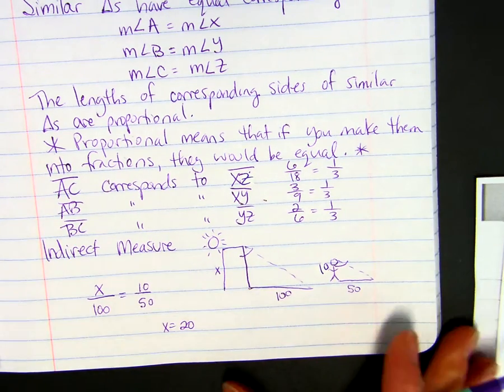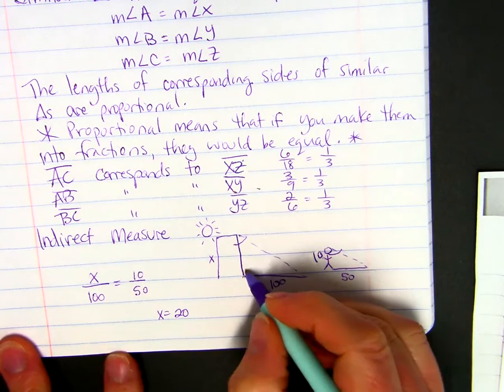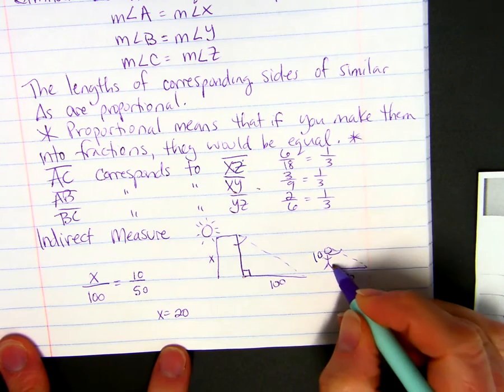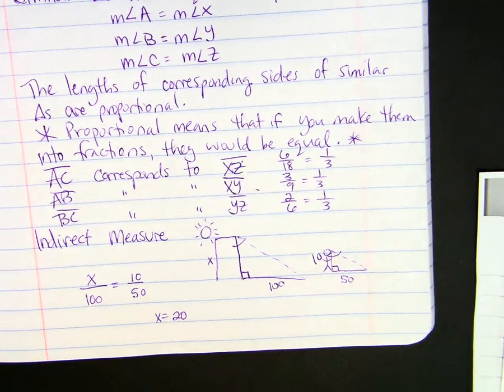The reason why we can do this proportion is that the triangles are similar. They have these angles congruent, and we can say that these angles are 90 degrees. So that means the third angle is congruent. And if all three angles are congruent, the triangles are similar.